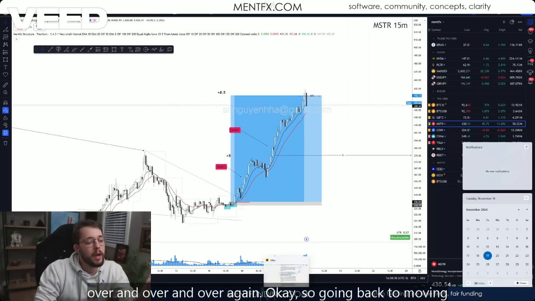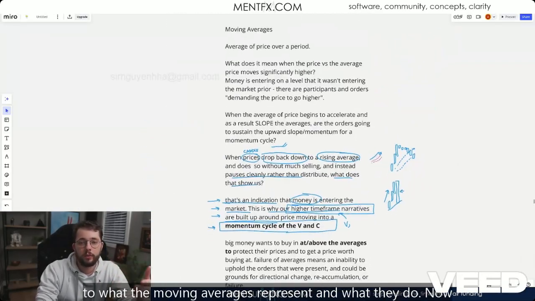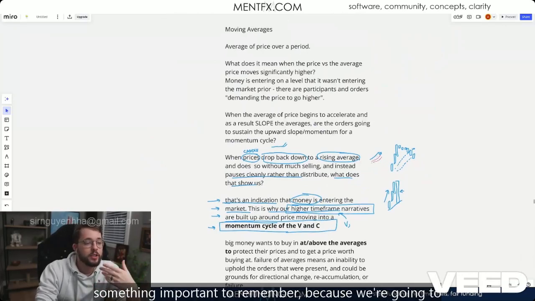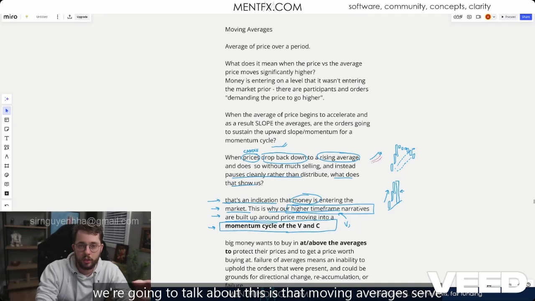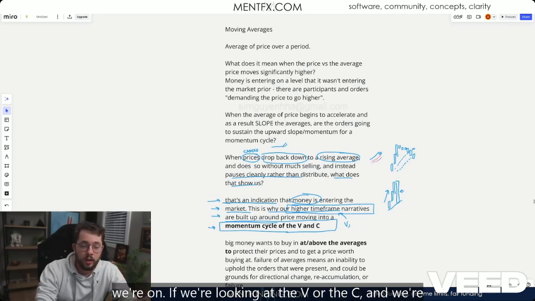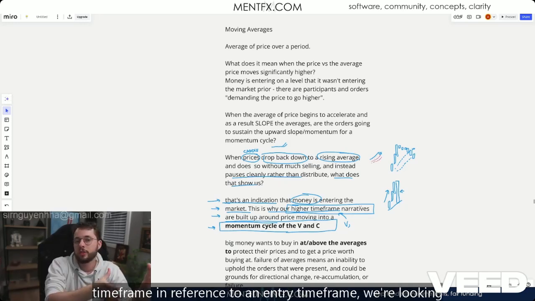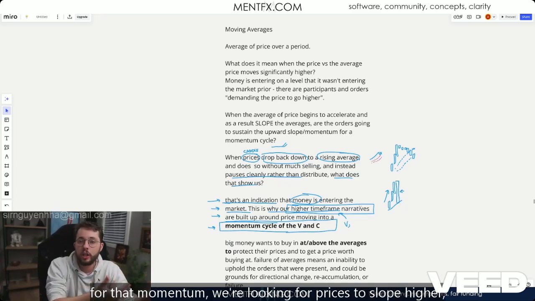Okay, so going back to moving averages, right? We now understand that there is a formula to what the moving averages represent and what they do. Now, something important to remember, because we're going to talk about this, is that moving averages serve a different purpose based on, of course, the time frame that we're on. If we're looking at the V or the C, and we're looking at the momentum cycles of a V or C or higher time frame in reference to an entry time frame, we're looking for that momentum.